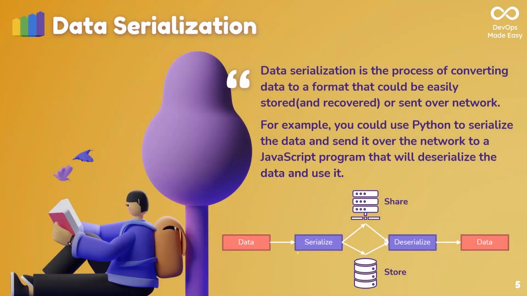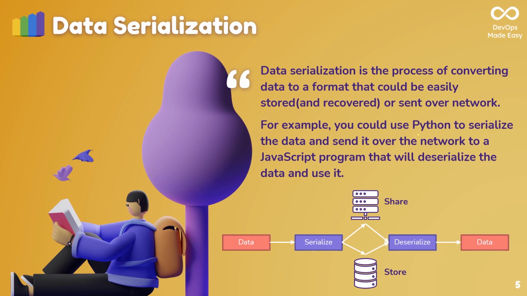So what is data serialization? We have been saying that YAML is for data serialization. Data serialization is nothing but a process of converting data to a format that can be easily stored or sent over the network. So this is called data serialization. It is kind of converting one form of the data to another form so that it can be easily stored or sent over the network. This process is known as serialization, and the reverse process, that is, reading the stored format, is deserialization.